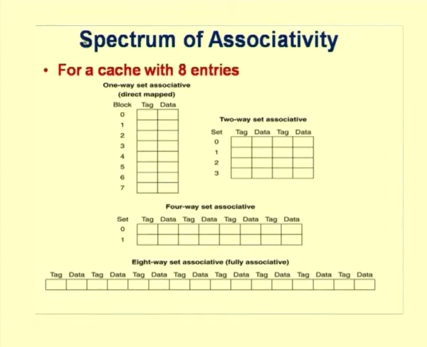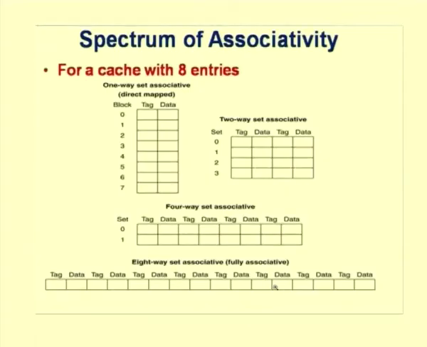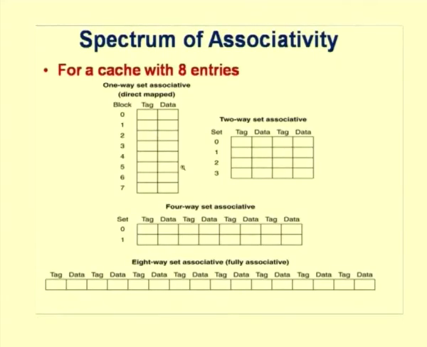Okay. So, you can see the spectrum of associativity that we have. You can go from a one-way set associative to a fully associative cache. This gives us our direct mapped cache at one end, our fully associative cache at the other end, and then you have different n-way set associative caches in between. These are different choices that we have, and as you can see, direct mapped will be the simplest, fully associative will be the most expensive, and our 2-way and 4-way set associatives will be somewhere in between. This is the range of associativity that we can look at.